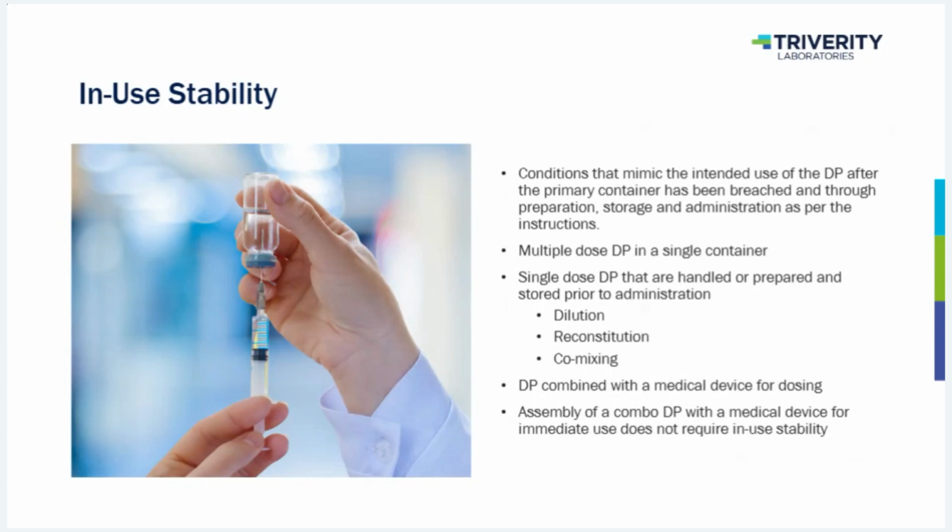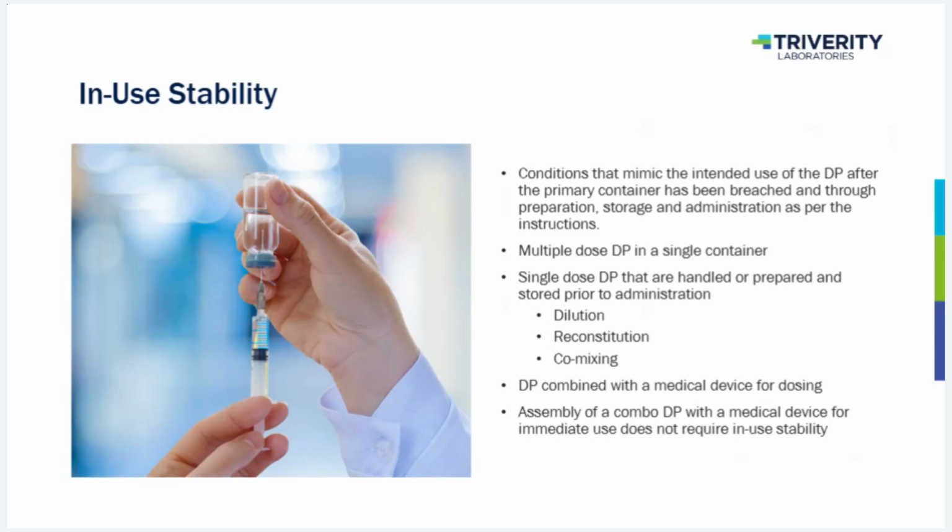End-use stability is a little bit more complicated. It can get very complicated depending on how the product is used. So you need to do stability using conditions that mimic the intended use of the drug product after it has been opened and through the preparation, storage, and administration per the instructions. So this could be a multiple dose drug product, like an oral solution in a single container. It could be a single dose drug product that is handled or prepared and stored prior to administration.